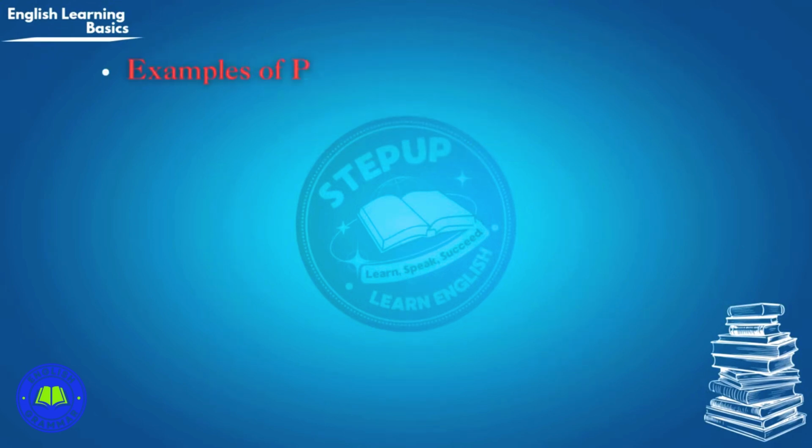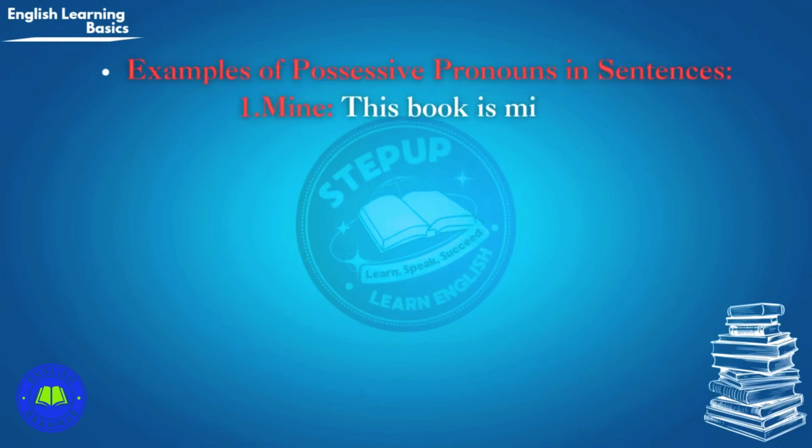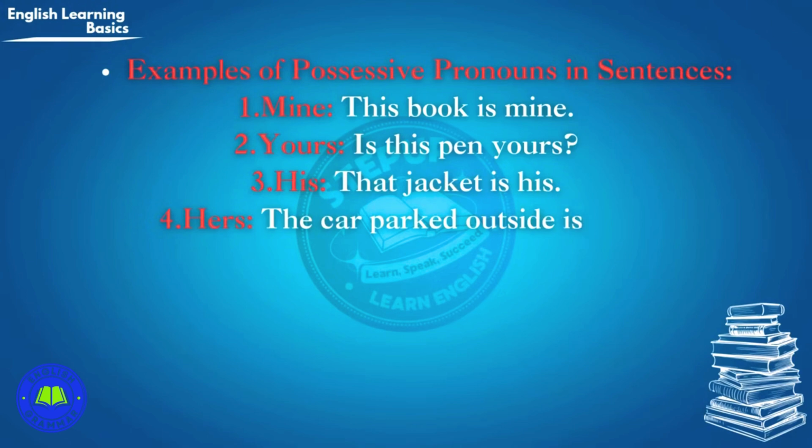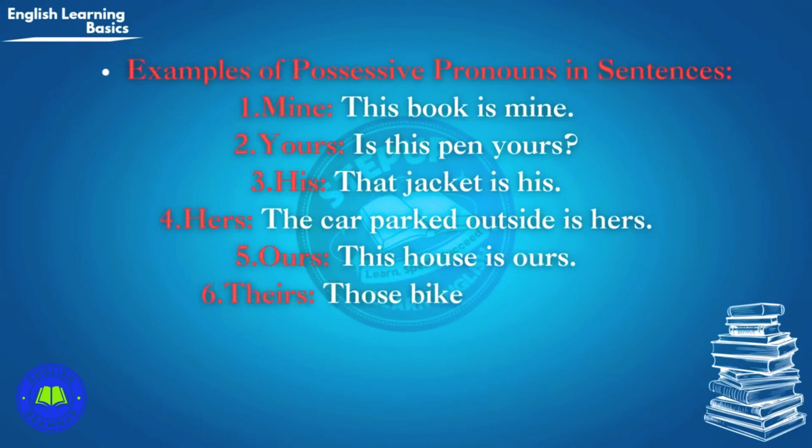Examples of possessive pronouns in sentences. 1. Mine. This book is mine. 2. Yours. Is this pen yours? 3. His. That jacket is his. 4. Hers. The car parked outside is hers. 5. Ours. This house is ours. 6. Theirs. Those bikes are theirs.